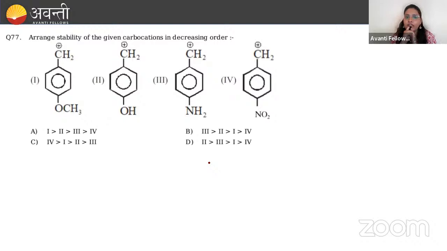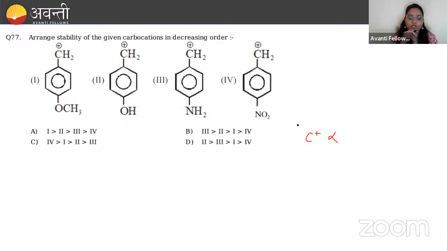Next, arrange the stability of the given carbocation in decreasing order. So we need to arrange the given compounds in a decreasing order. कौन से compounds को? Carbocations की stability को. So you can see 1, 2, 3, 4. There are 4 compounds given to us, and we need to arrange them in decreasing order of stability of a given carbocation. So stability of carbocation is directly proportional to which groups? Electron donating group, and it is inversely related to electron withdrawing group. Okay, since it is a carbocation, its stability is directly proportional to electron donating group.